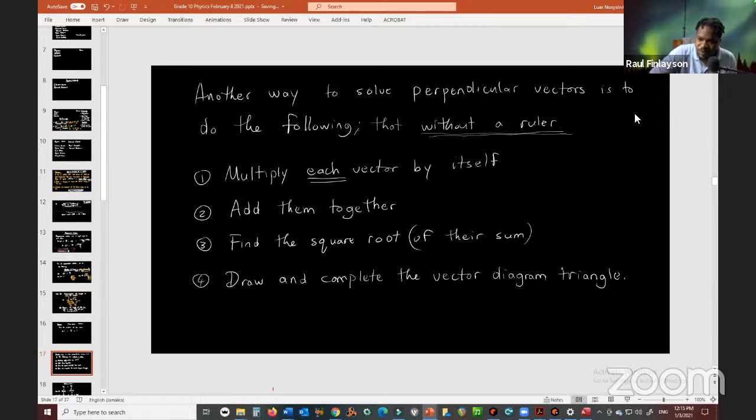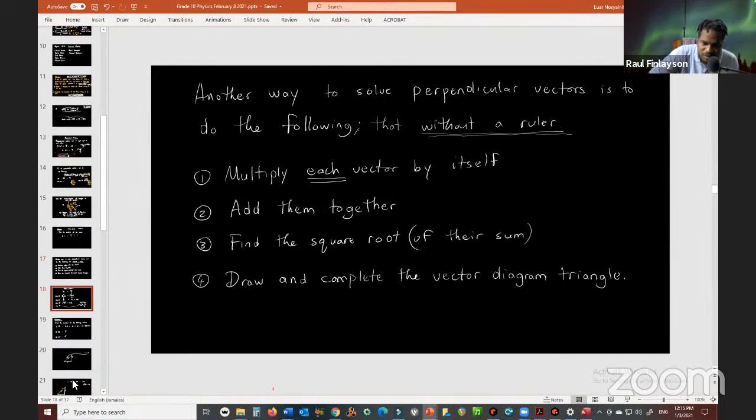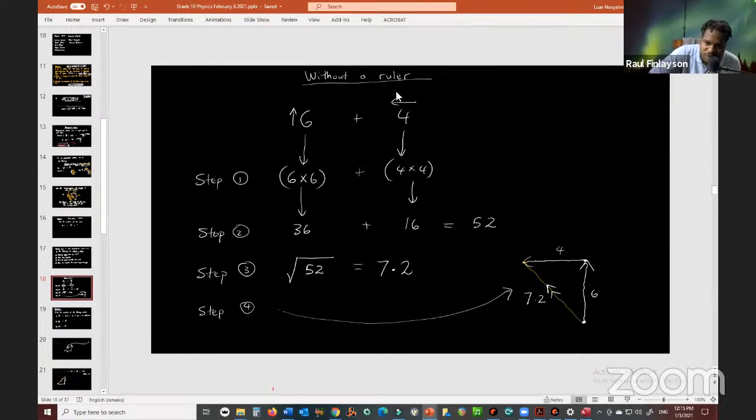Another way to solve perpendicular vectors is to do the following without a ruler. If you don't have a ruler, you can do it this way. Again, a few persons were at that class, but we did it. If you don't have a ruler, then this is the way to do it: multiply each vector by itself. Let's see if we can get an example. Without a ruler. Everybody see this?